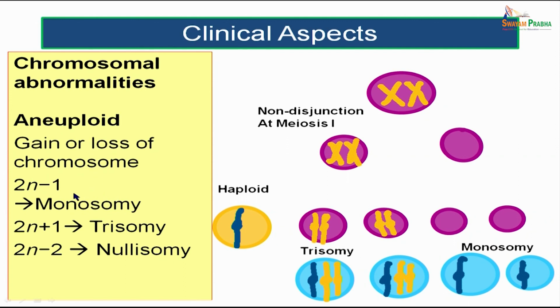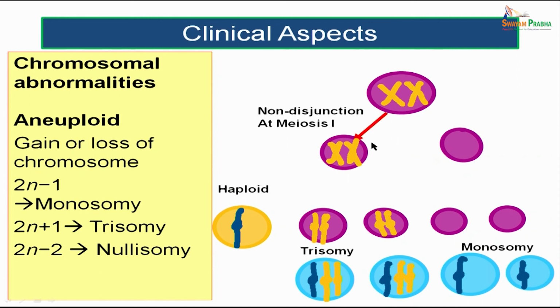So, if there is one less, you call it monosomy. If there is one more, you call it trisomy. If there are two less, you call it nullisomy. Likewise, we will name it. So, let us have a quick look at the chromosome pattern.